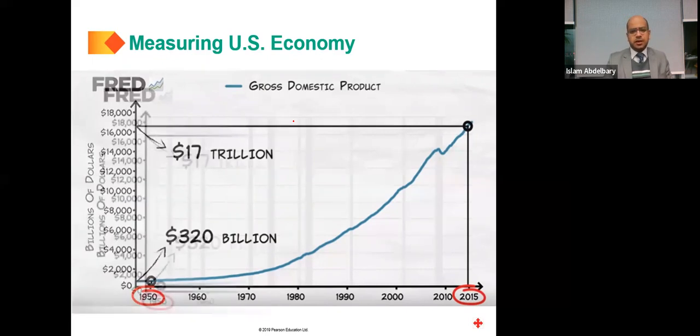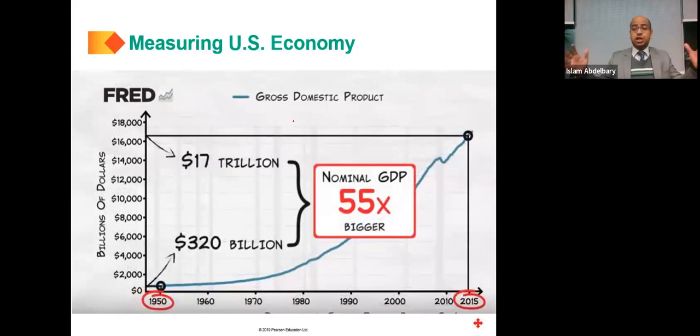What does it mean? That means the GDP increased 55 times during this 65 years. So the size of the US economy become much bigger, 55 times. It's a huge amount. But let me ask you a question.